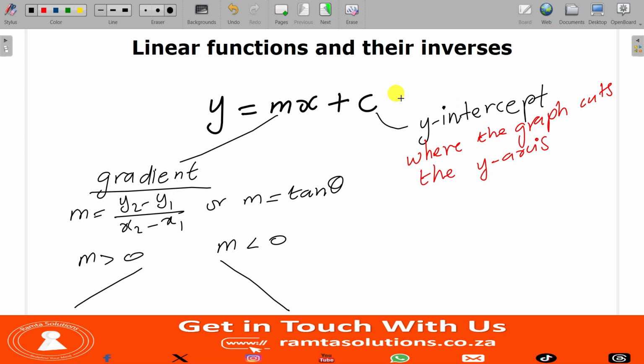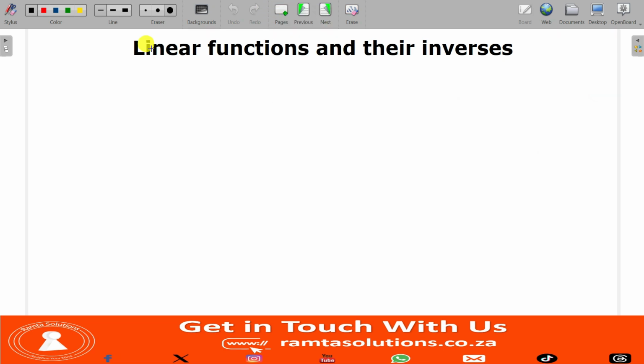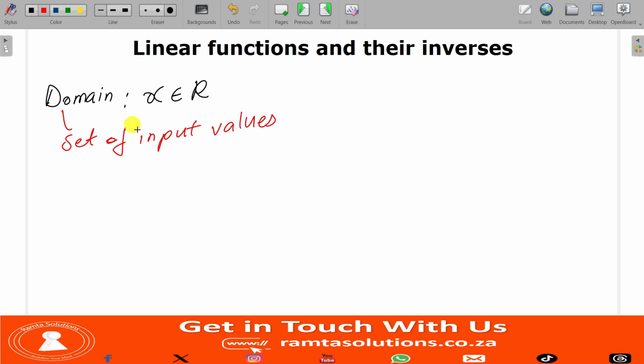Now let's look at the domain and range. The domain of your straight line graph has always been x is an element of real numbers. With the domain, you remember we said it is the set of input values. So for a straight line graph of a linear function, all x values are valid, meaning all x values will return a corresponding y value.